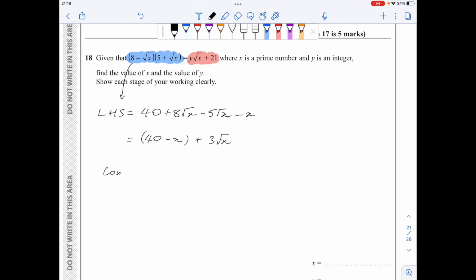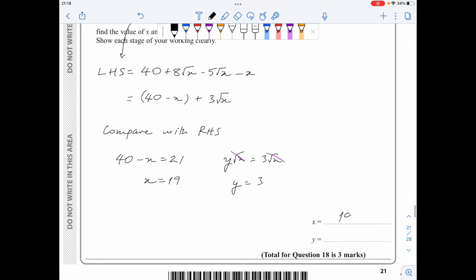So let's write this down, compare with right hand side. Now the term that doesn't have a square root on the right hand side is 21. So 40 minus x is equal to 21. x comes out to be 19. And the term that has a square root on each side is y square root of x equals 3 square root of x. I can cross out the square root of x, so y is equal to 3, and these two are my final answers.